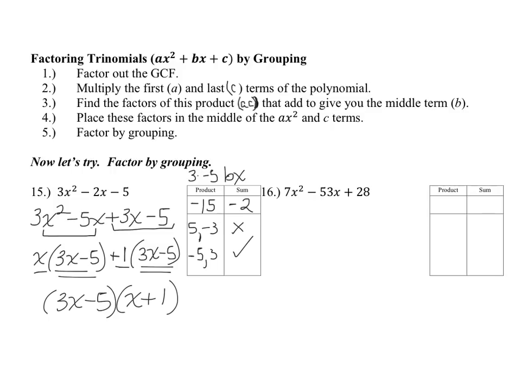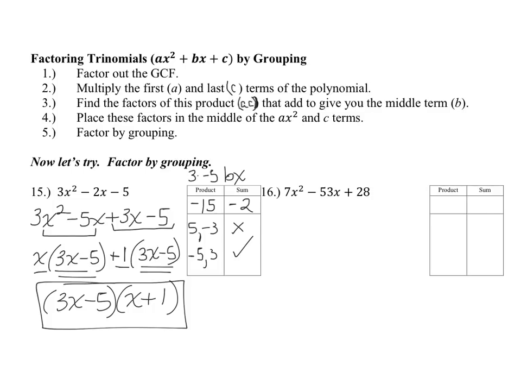So let's try it again. First step, multiply a and c together. In the next one, it's going to be a little bit bigger. Sometimes it's best to just have a calculator. So I'm going to multiply 7 times 28 together, and that gives me 196.